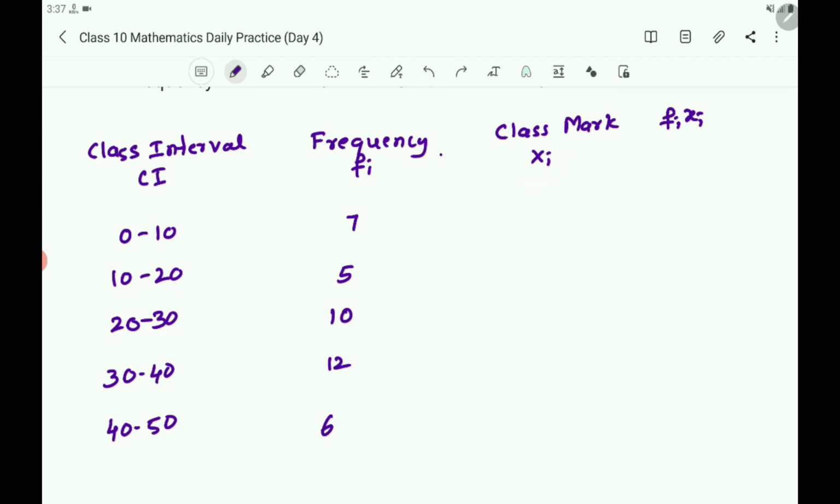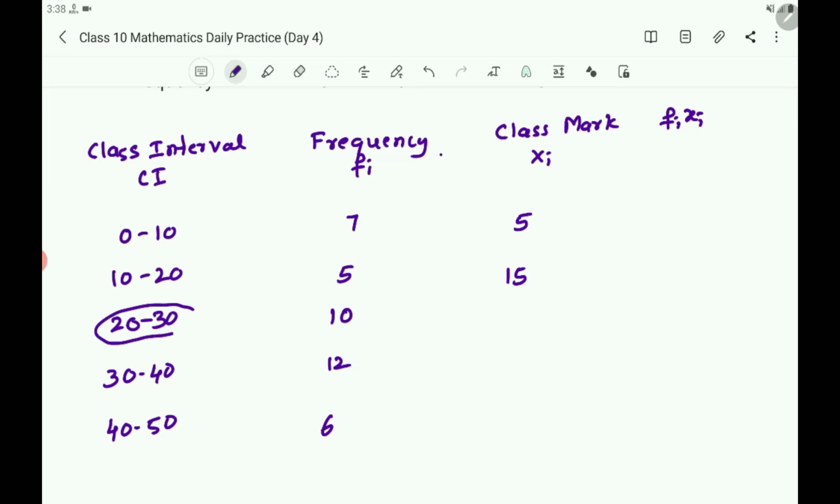That is 0 plus 10 by 2. Lower limit plus upper limit divided by 2. 0 plus 10 by 2 is 0 plus 10 is 10. 10 by 2 you will get 5. 10 plus 20 divided by 2. 10 plus 20 is 30. 30 by 2 is 15.